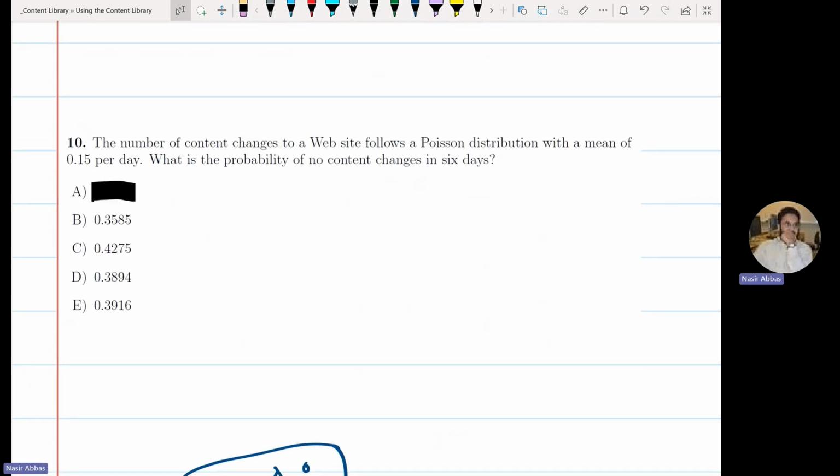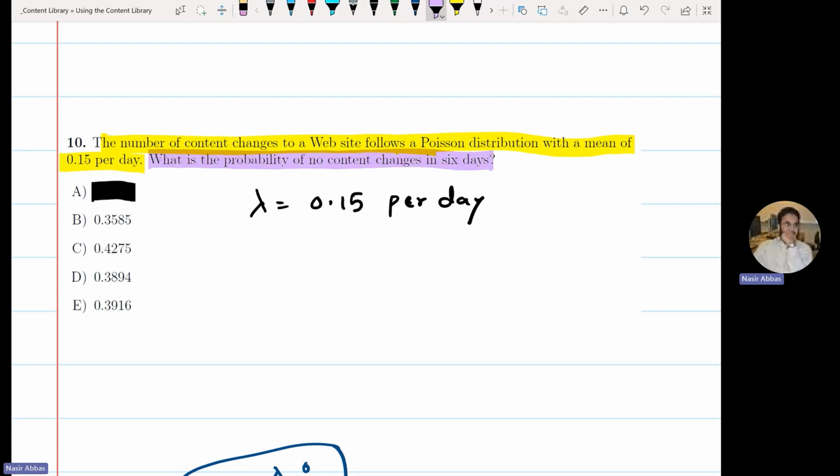Now for the last question, it says that the number of content changes to a website follows a Poisson distribution with mean 0.15 per day. So they are giving you lambda 0.15 per day. What is the probability that there is no content change in the next 6 days? So the probability that the number of content changes is 0 in the next 6 days. You have lambda per 1 day, so you have to convert this lambda into per 6 days.